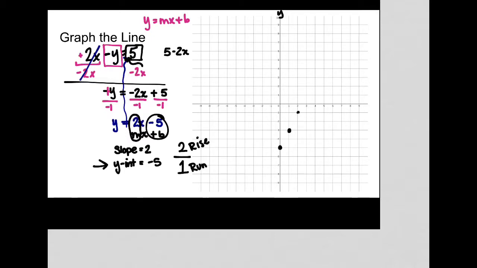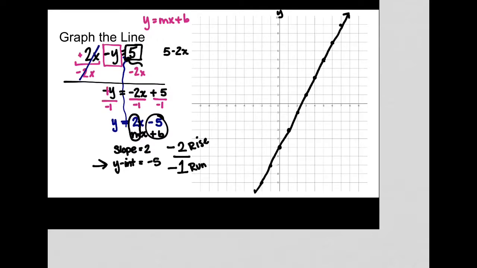And then I keep doing that until I run out of space. Alternatively, I can go down 2, left 1. I can do the opposite of both of them, and then I can draw my line. Okay?